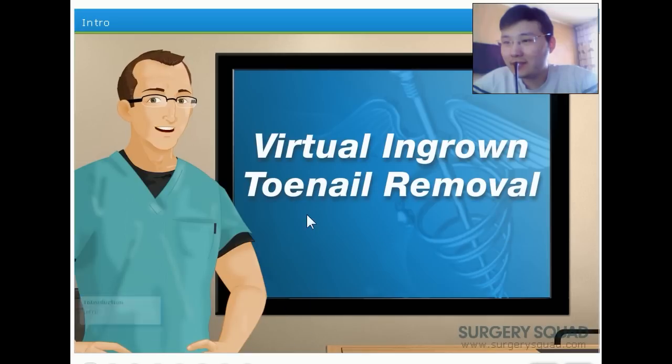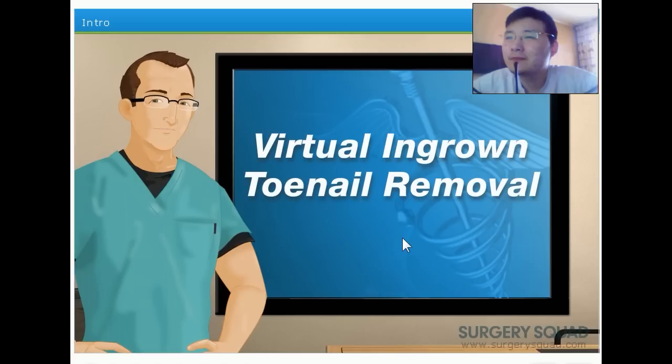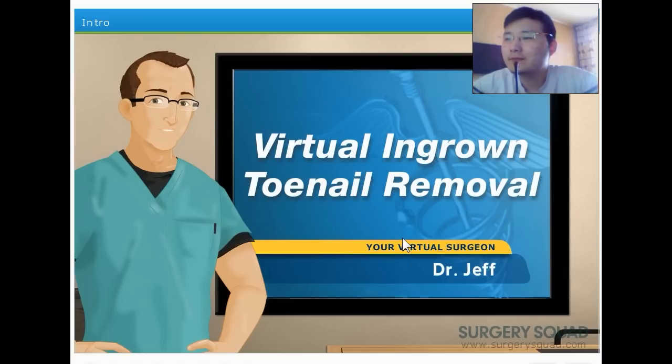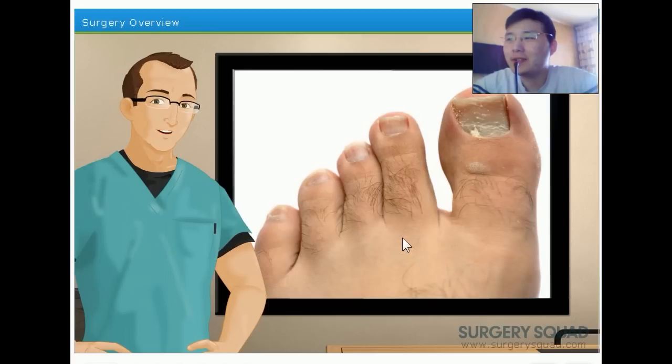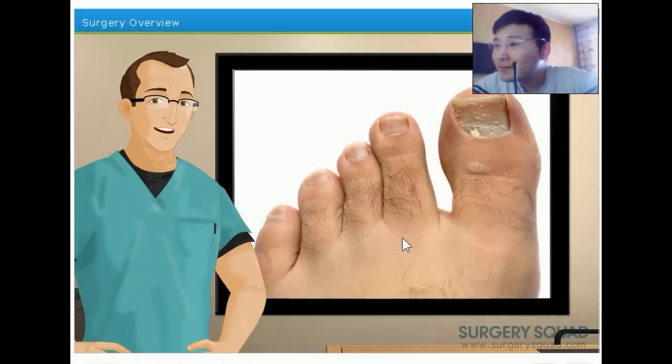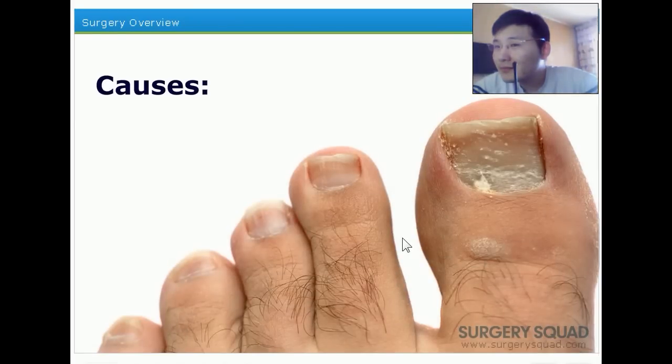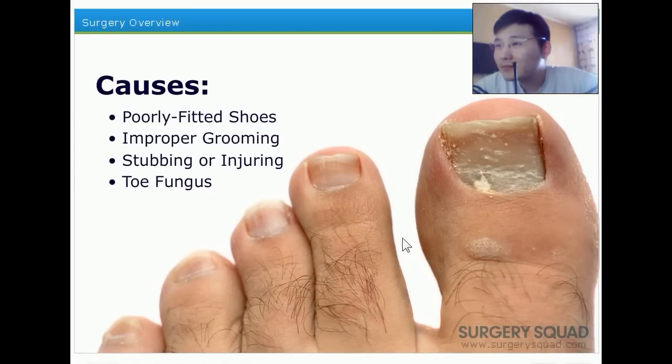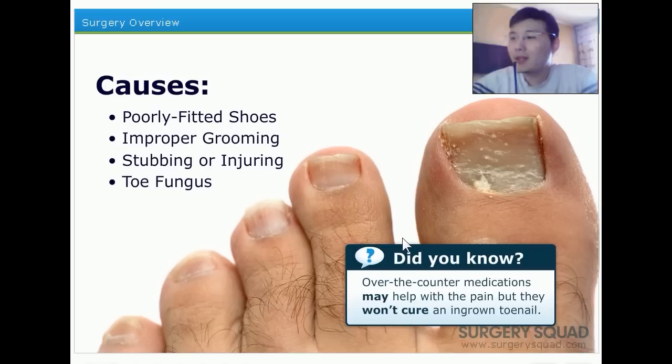I'm Dr. Jeff. Hello, and welcome to Surgery Squad's virtual ingrown toenail removal. I'm Dr. Jeff, and I'll be guiding you through this procedure today. An ingrown toenail happens when the edge of the toenail grows down and into the flesh of the toe. When this occurs, there is usually a moderate amount of pain, redness, and swelling around the toenail. An ingrown toenail is usually caused when extra pressure is applied to the toe due to shoes that are too tight or too loose. Improperly trimmed toenails, foot or toe deformities, injuries, and fungal issues can also be contributing factors.